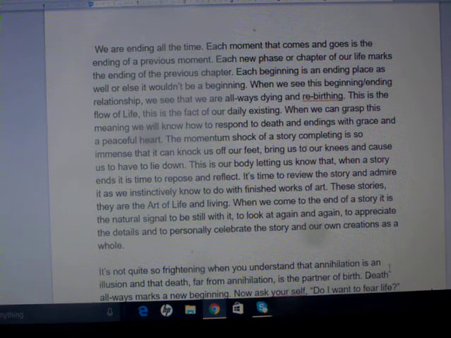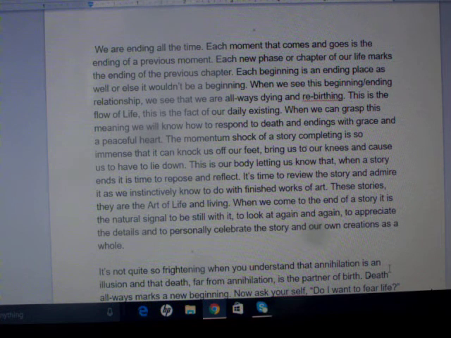Each moment that comes and goes is the ending of a previous moment. Each new phase or chapter of our life marks the ending of the previous chapter. Each beginning is an ending place as well, or else it wouldn't be a beginning. When we see this beginning-ending relationship, we see that we are always dying and rebirthing. This is the flow of life. This is the fact of our daily existing.